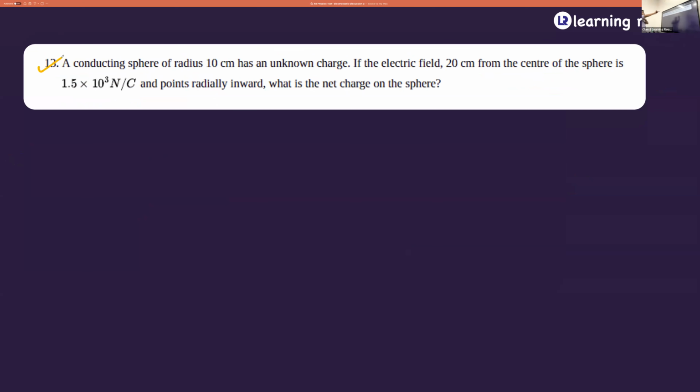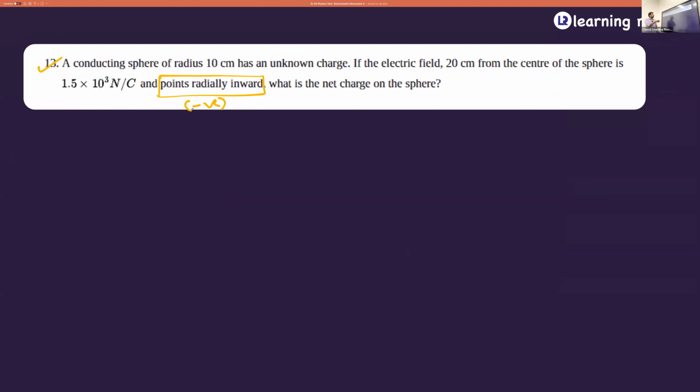A conducting sphere of radius 10 centimeter has an unknown charge. If the electric field due to the system at 20 centimeter from the center of the sphere is 1.5 into 10 power 3 Newton per Coulomb, and it is pointing radially inward. So when you see this word radially inward, what comes to your mind? Negative charge. Yes, it's negative charge. But here the question is, what is the net charge on the sphere? That's all you need to find.